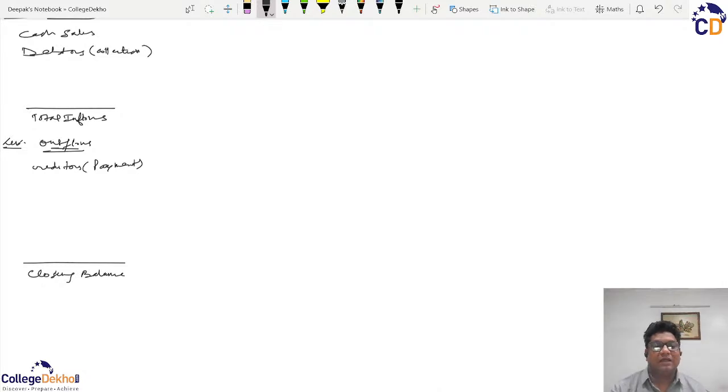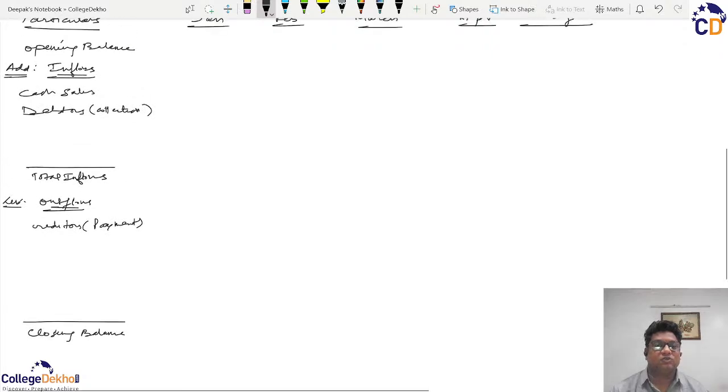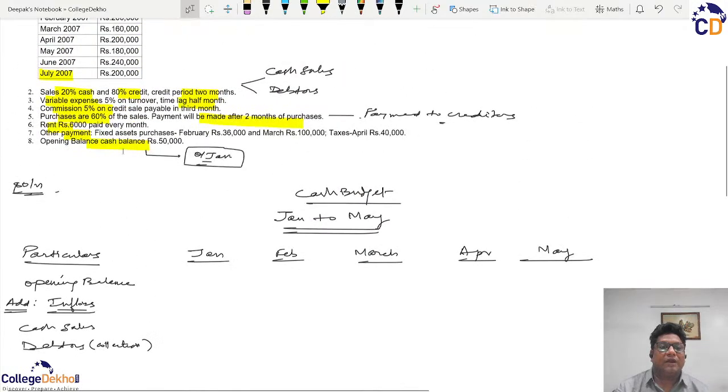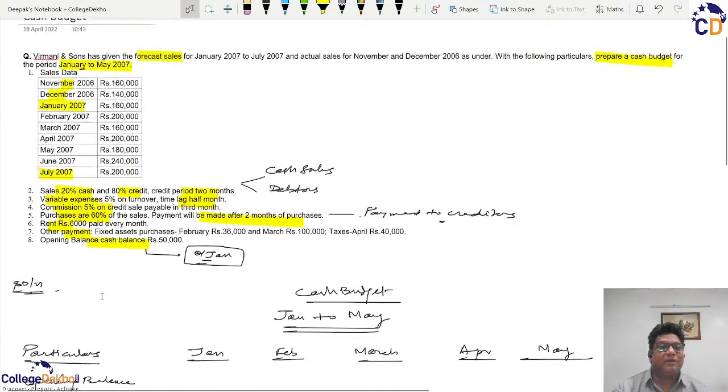And this closing balance of the first month, that is January, will become the opening balance of February, and so on. So this is just a layman's tentative version. The figures may change as per the data given, and the contents can also be adapted.